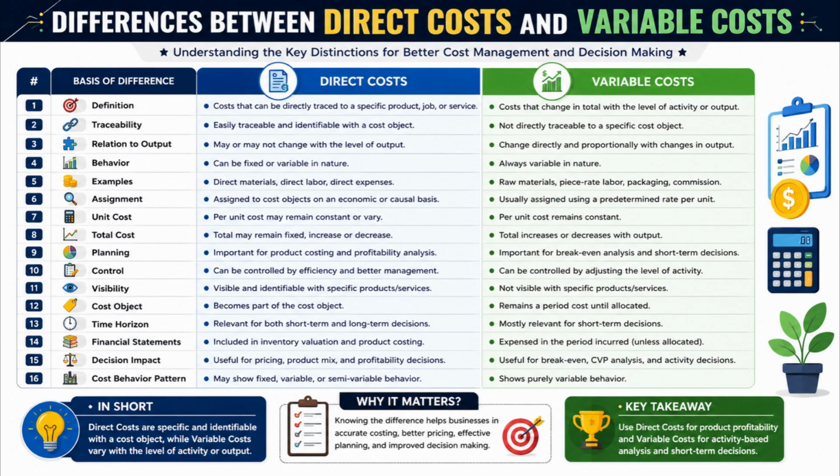Number 14. Direct costs can exist even if production is low, whereas variable costs reduce significantly when production decreases. Number 15. Direct costs provide accuracy in product costing, whereas variable costs provide flexibility in financial planning and budgeting.